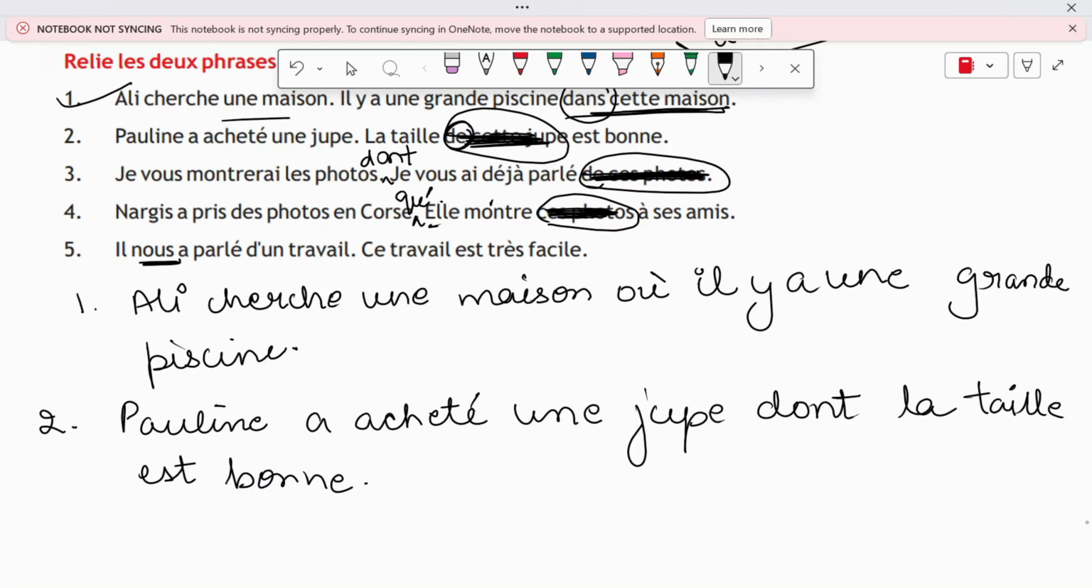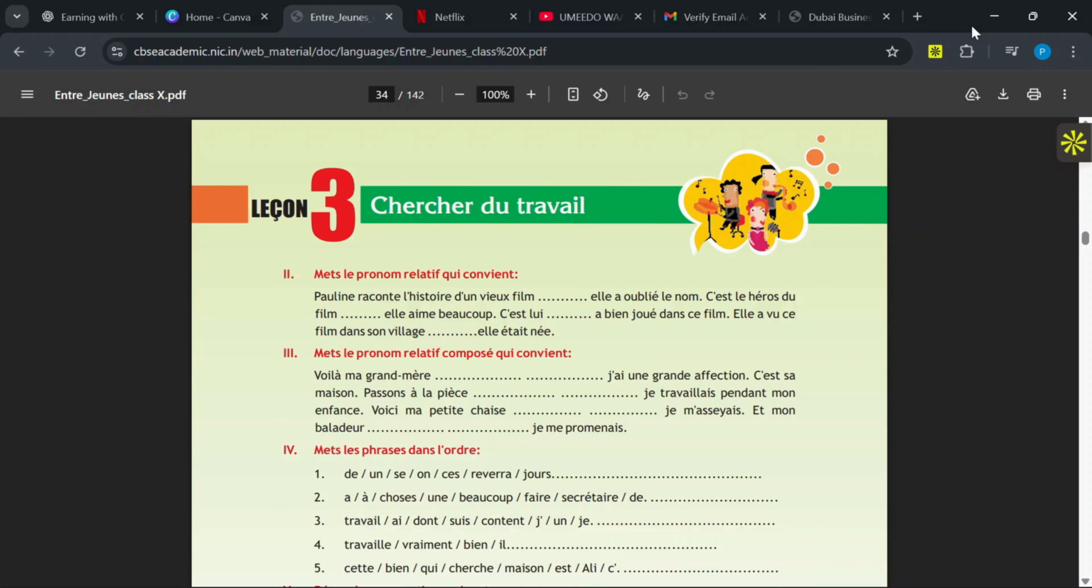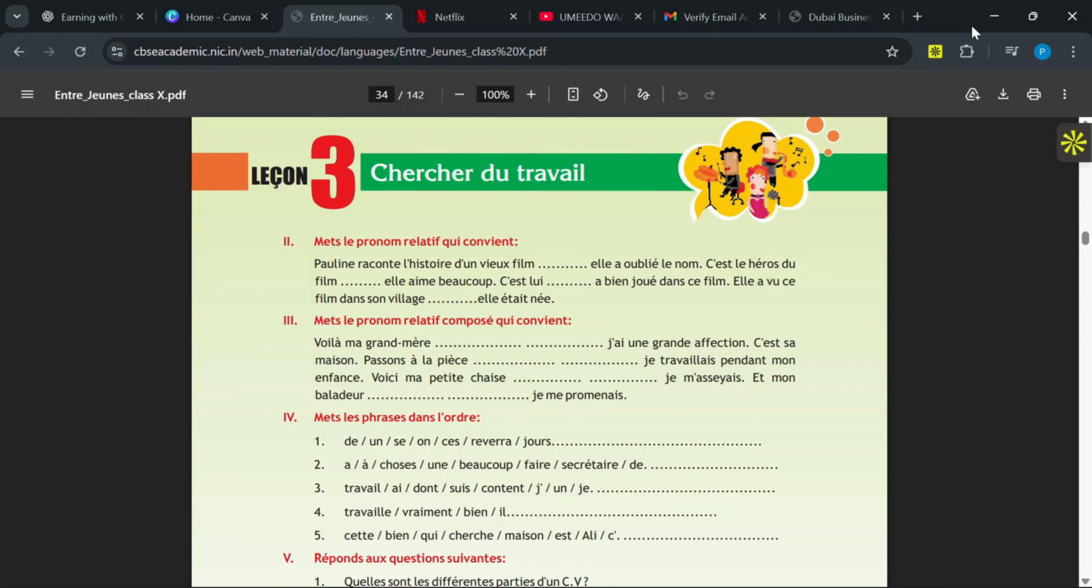Similarly, il nous a parlé, he talked to us. Okay, nous over here is pronom personnel. He talked to us about a work, un travail. Ce travail, this work, it's très facile, is very easy. We are going to replace this because the noun work, travail, is being repeated. We are going to replace it with qui, Q-U-I, and then it is going to be same. So this was the answer of the first one.